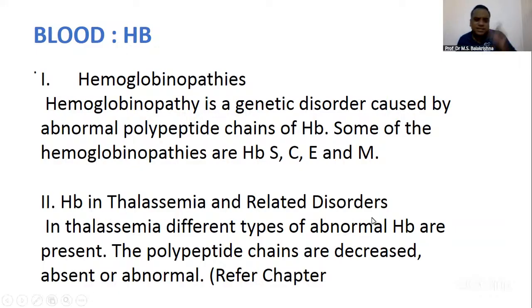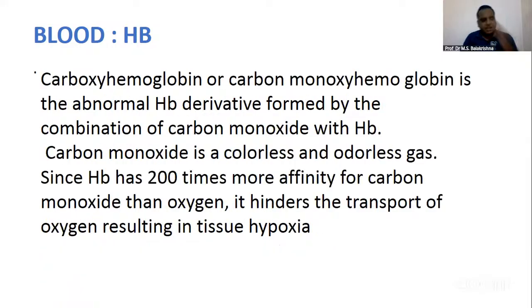Thalassemia is a condition where different types of abnormal hemoglobin are present. Generally, in a normal hemoglobin, heme plus globin, the pyrrole ring will be there, four structures, four chains will be attached, right? But here, different types of hemoglobin are present. So go back into your chapter and read from there.